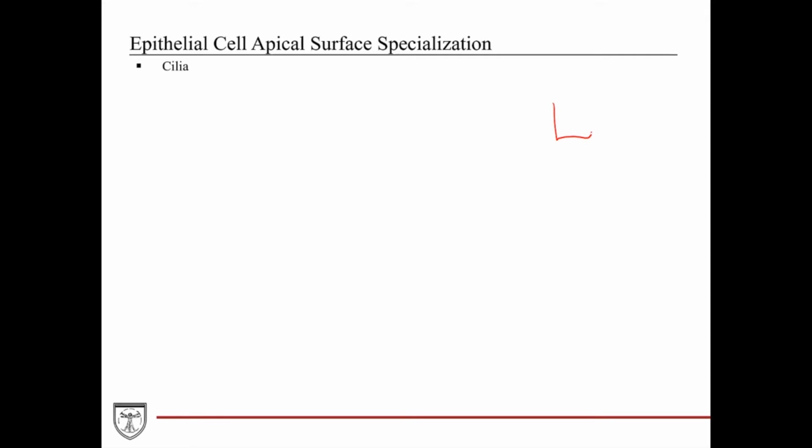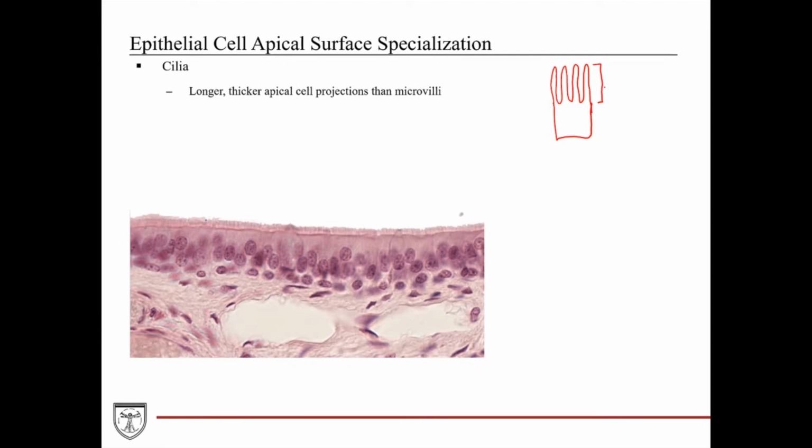These are also apical cellular extensions that project out into the external environment. But unlike the microvilli, these projections are much longer and thicker, and they actually lack the glycocalyx coating like the microvilli. So in this image, we have the epithelium up here and the connective tissue below, and off of one of these epithelial cells, what we are seeing are these projections that are the cilia.